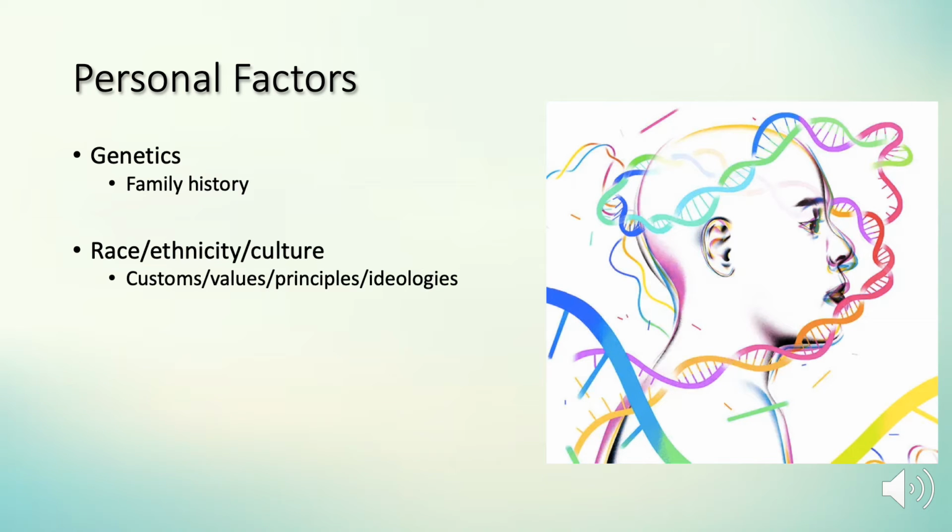Race and ethnicity can also be both biological and social determinants of our health. Cultural factors can influence our behavior, since different cultures have their own customs, values, principles, and ideologies. And age matters too. Behavior often changes as we get older, and people from one generation may behave differently than those from another generation.